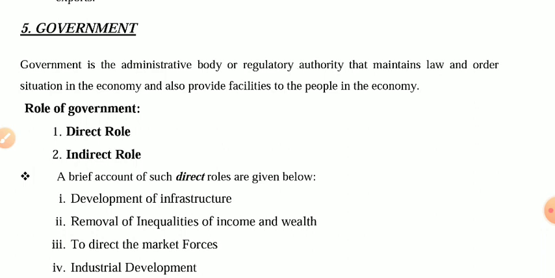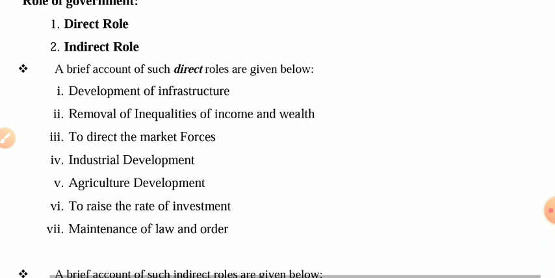Okay, then local bodies. Now the role of government: there are two roles of government. The first one is direct role, and the second one is indirect role. Now the brief account of such direct roles is given below. The first one is development of infrastructure. You are all familiar that the role of government is very important for development of infrastructure, like dams, construction of roads, construction of parks, construction of hydel projects. All these need government for infrastructure development of a country.